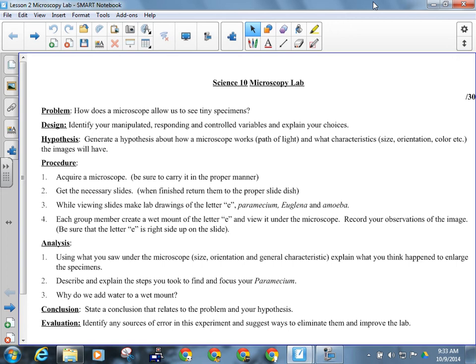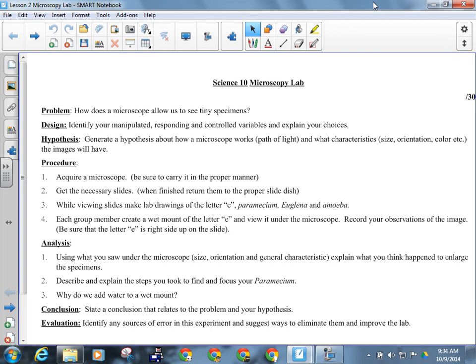Hint, hint. We're looking through the microscope. Hopefully, when I look through the microscope at these specimens, they will hopefully appear larger. I would say appearance might be something that I'm looking for in this experiment.